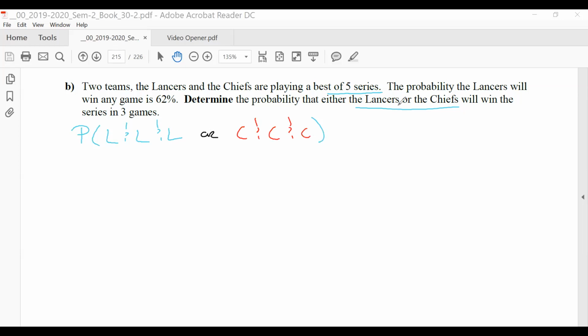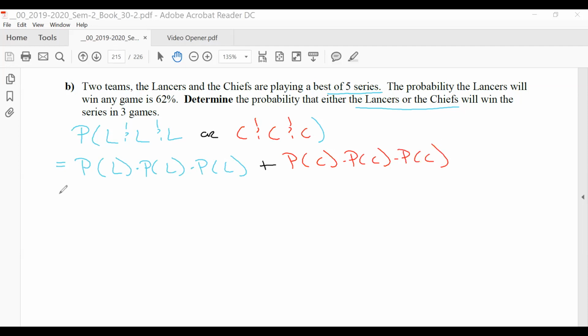Okay, so since this is mutually exclusive, I can break this up, and it's also independent, so I'm going to do this in one step this time. The probability the Lancers win, the probability the Lancers win, the probability the Lancers win, plus the probability the Chiefs win, probability the Chiefs win, probability the Chiefs win.